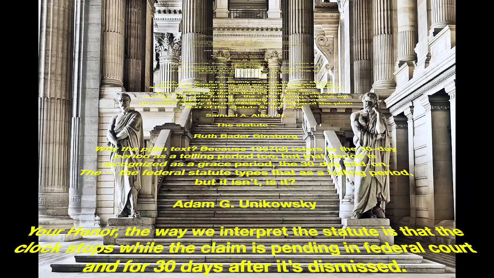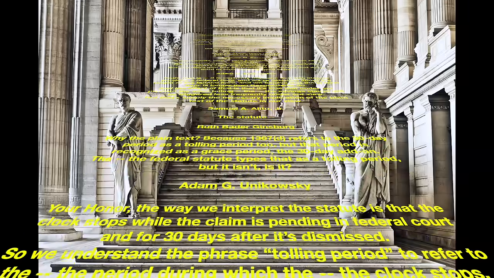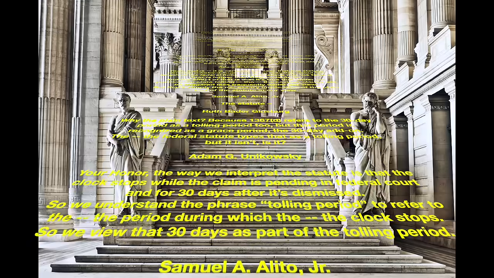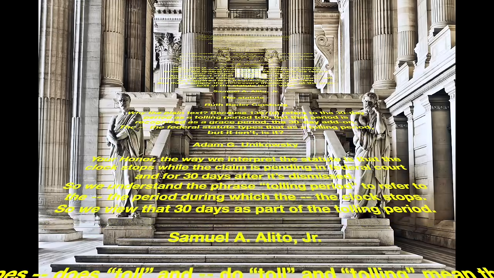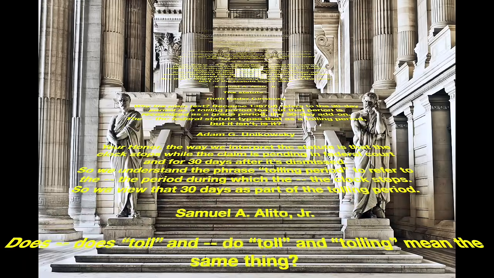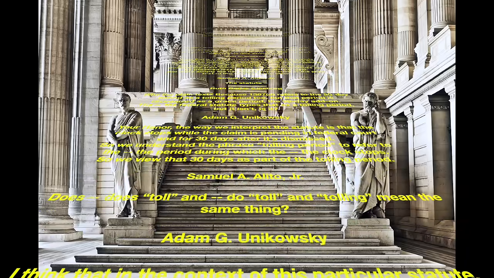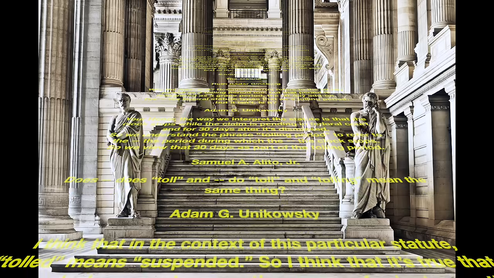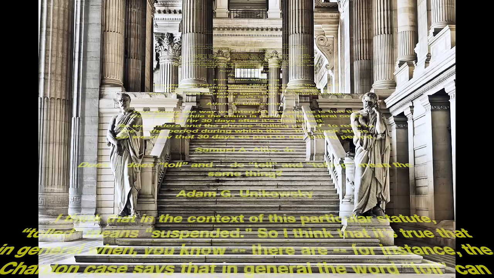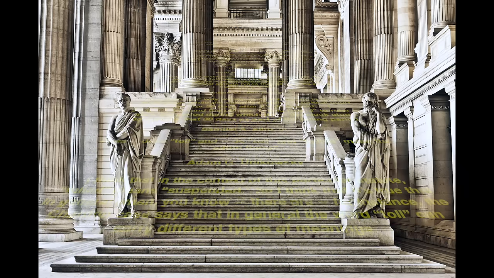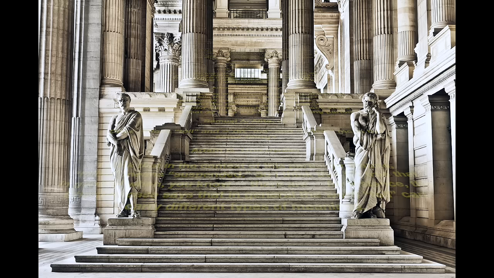The federal statute types that as a tolling period, but it isn't, is it? Your Honor, the way we interpret the statute is that the clock stops while the claim is pending in federal court and for 30 days after it's dismissed. So we understand the phrase tolling period to refer to the period during which the clock stops. So we view that 30 days as part of the tolling period. Well, does toll and tolling mean the same thing? I think that in the context of this particular statute, tolled means suspended. So I think that in general, the Chardon case says that the word toll can carry different types of meanings.